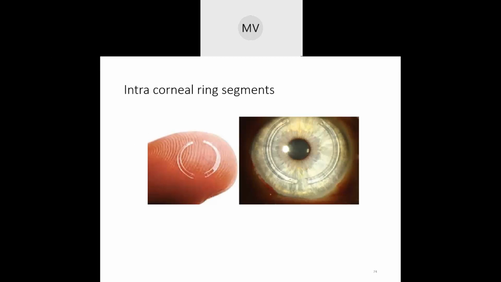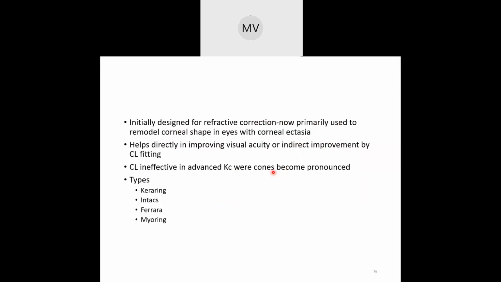So intracorneal ring segments are basically PMMA or a rigid material ring which can be inserted into the stroma, which will stretch the cornea on opposite sides. While inserting the rings, the elevated cone will get stretched to both sides, so we'll be getting a flatter central area, hence the vision will be improved. Initially designed for refractive corrections, now primarily used to remodel corneal shape in eyes with corneal ectasia. Helps directly in improving visual acuity or indirectly through contact lens fitting. So once we achieve a somewhat flatter cornea, we'll be able to fit the same patient with contact lenses.